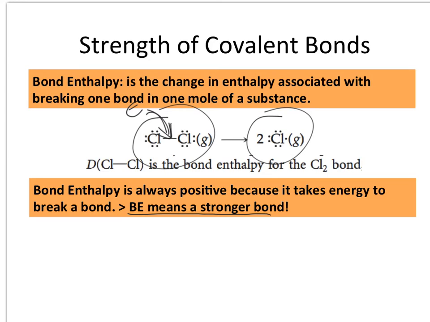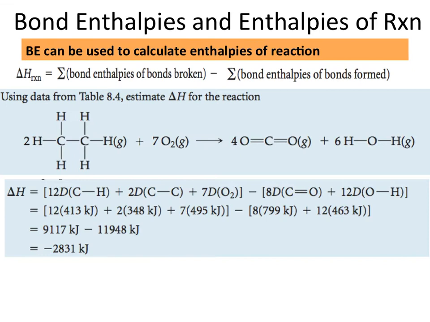Something else I want to point out is that bond enthalpy will be represented in this way. This is referring to a chlorine-chlorine single bond. The value that you would get off a chart would correspond to this chlorine-chlorine single bond, so you could look up the enthalpy value associated with it and figure out how much energy would have to be put in to break that bond.